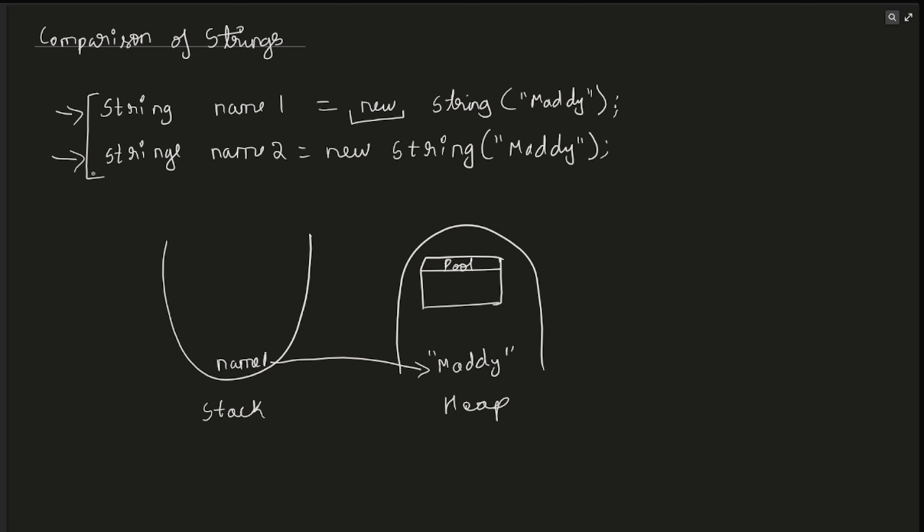And when the compiler encounters this line, name2 will sit in stack memory and an object is created in the heap. Since we are using the new keyword, it will be out of the string pool. Name2 will point to the newly created object. This is how we can create two string variables with the same object value in Java. Now let us move on to the comparison ways of strings in Java.